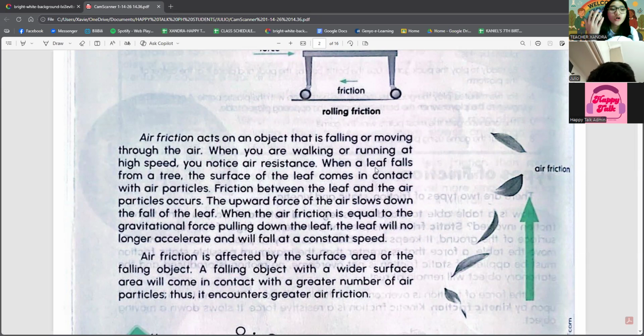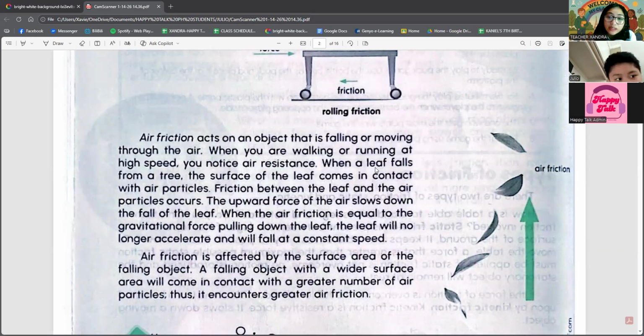A wide object like a big leaf or parachute touches more air particles and slows down more. The wider the object is, the slower it goes down. A small object like a stone falls faster because it touches less air.